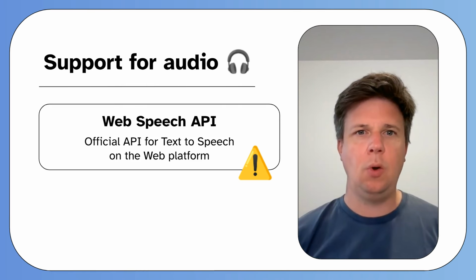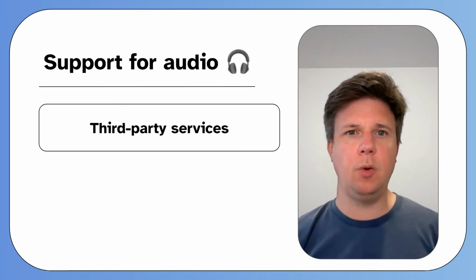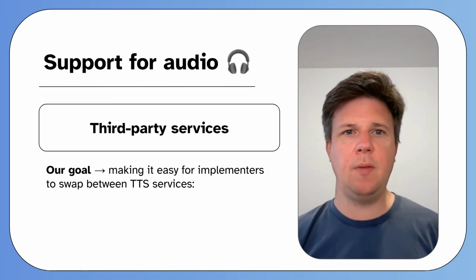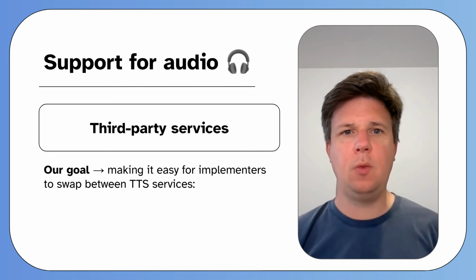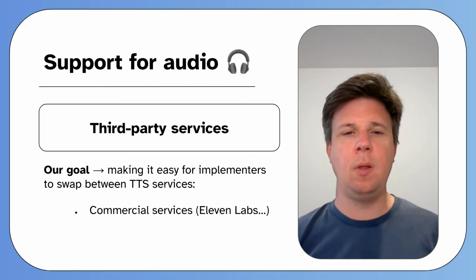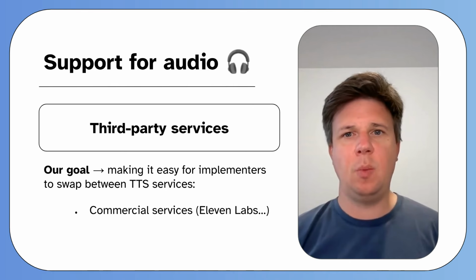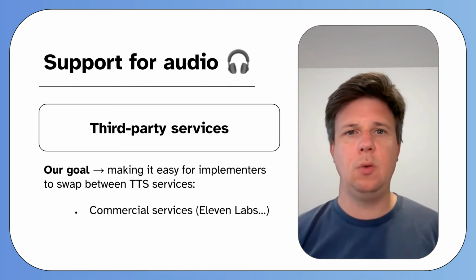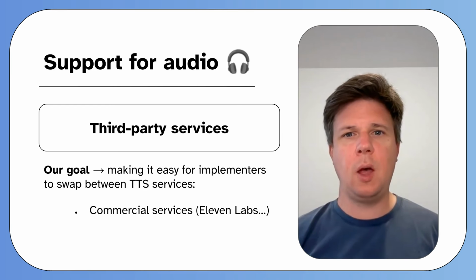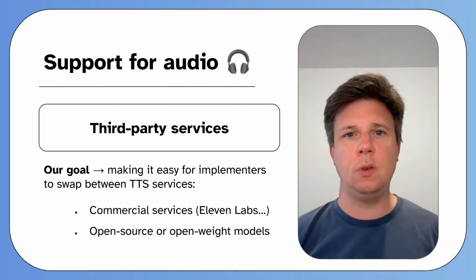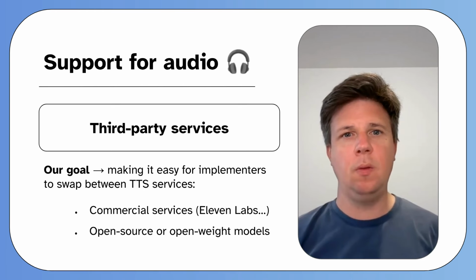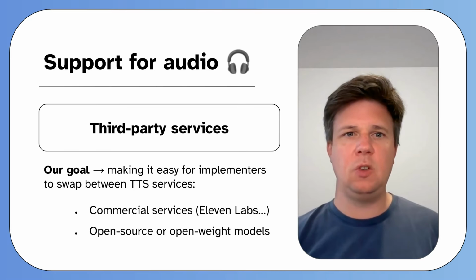For third-party services, we're exploring a new approach. We want to make it easy enough for implementers to swap between various TTS services. This would allow implementers to work with different commercial solutions available, such as ElevenLabs, OpenAI, Microsoft, or Google. But this would also allow implementers to deploy open source or open weight models. From the perspective of Readium Speech, this would be completely transparent. You'll just need to say which service you'd like to use, and that's all.